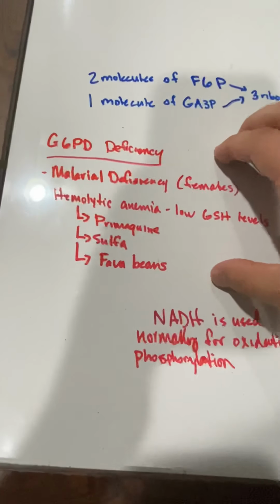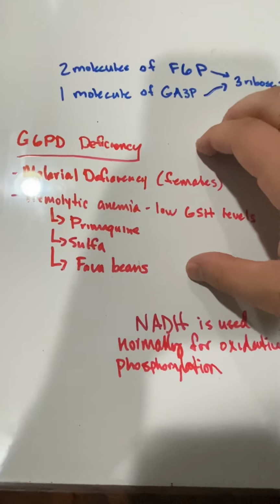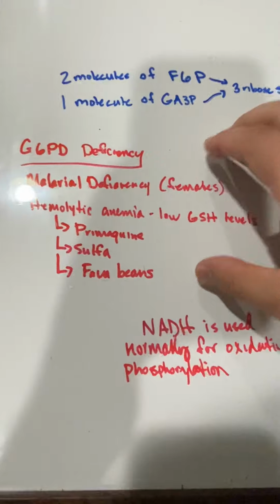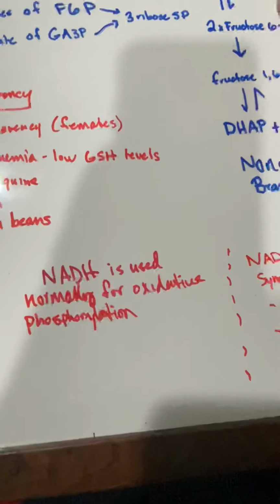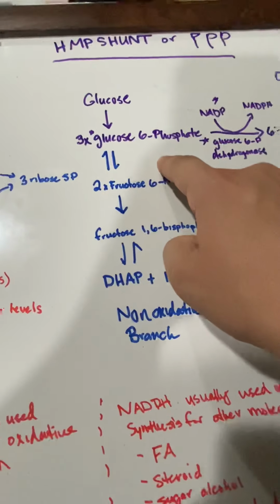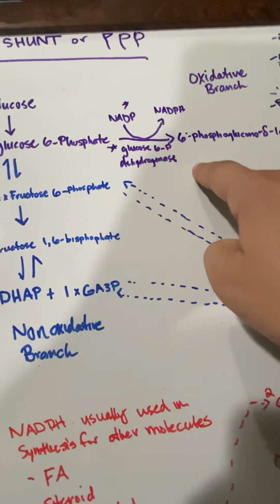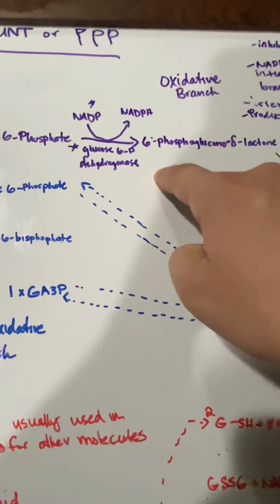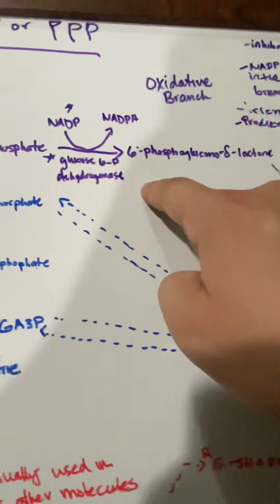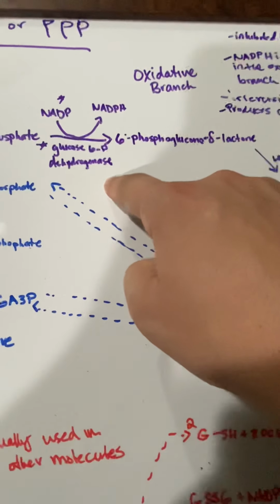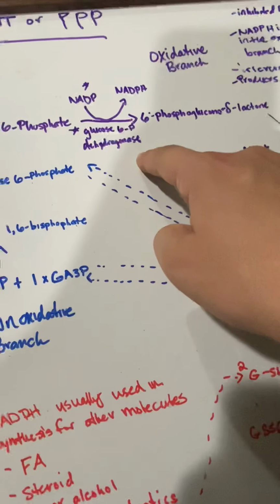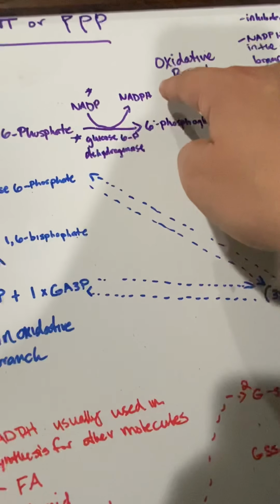So the biggest question is, what happens when we have a deficiency in this, right here, this guy, glucose 6-phosphate dehydrogenase. It's actually the most common deficiency in humans. And what that would prevent is us being able to make NADPH.